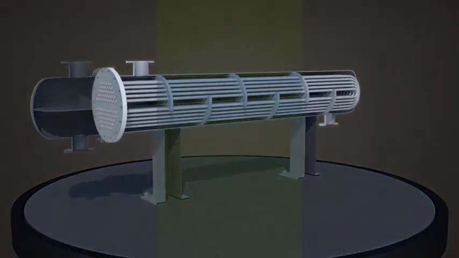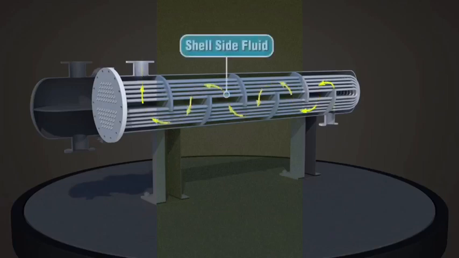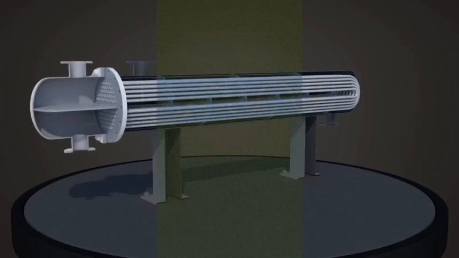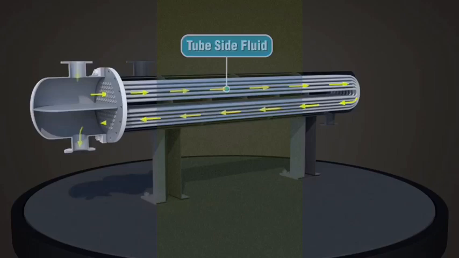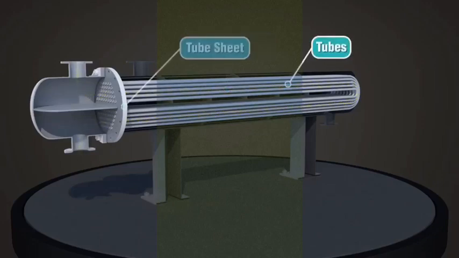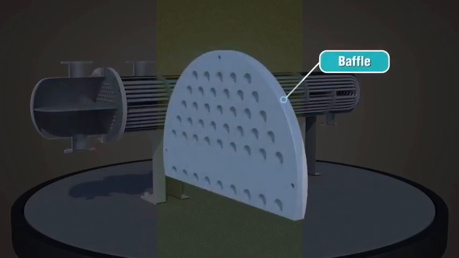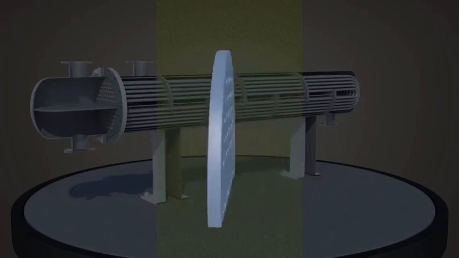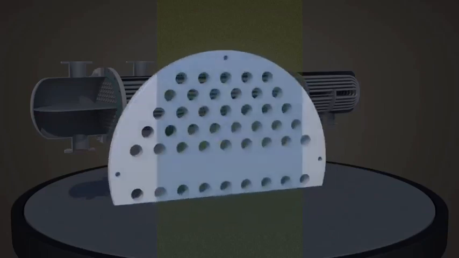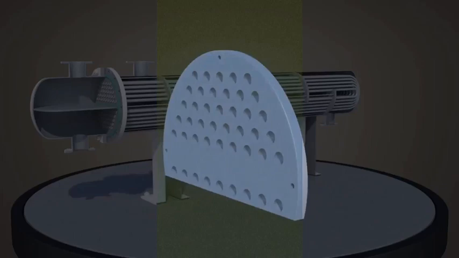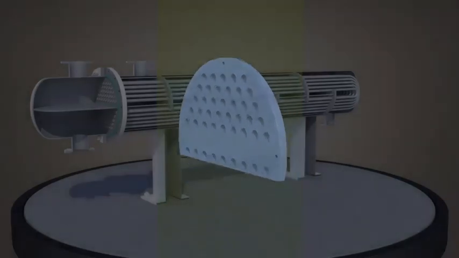The shell serves as a pressure vessel, housing one of the fluids, referred to as the shell side fluid, baffles and the tube bundle. The second fluid is passed through the tube bundle, referred to as the tube side fluid. The tubes and tube sheet prevent the tube and shell side fluids from mixing. Baffles support the tube bundle, keep the tubes separate, minimize tube vibration, as well as direct the flow of shell side fluid through the exchanger to maximize heat transfer efficiency.